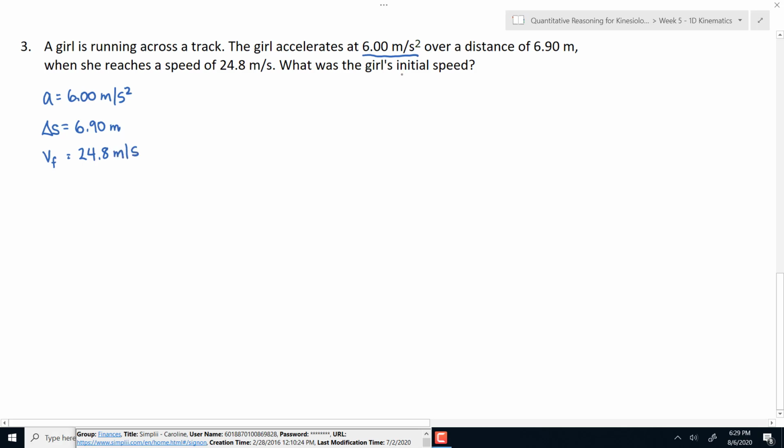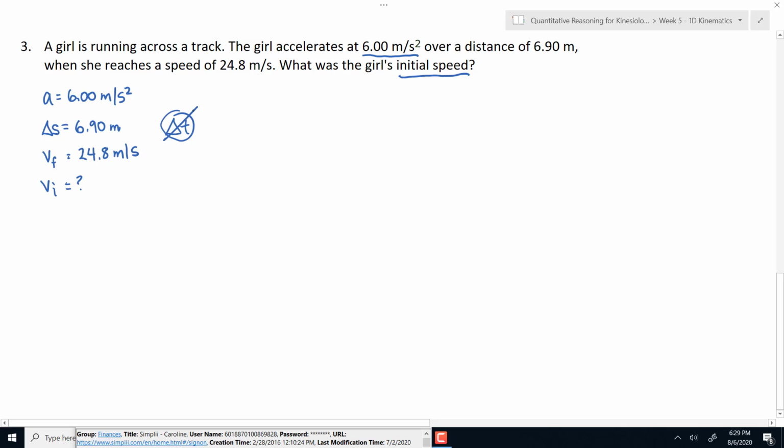What was the girl's initial speed? So we're looking for her initial speed, V initial. That's our question mark. That's what we're looking for. So when you think of the kinematic equations, what is the one variable that is not listed here at all? We don't know it, and we don't care to know it. It's not asking us for it. It would be time, delta T. Change in time. That's the variable that we don't know and we don't want to know.